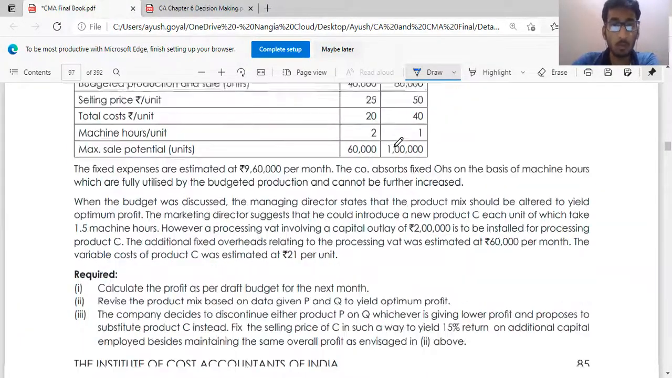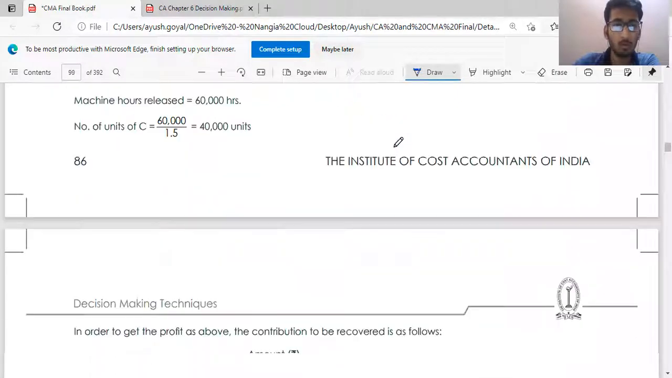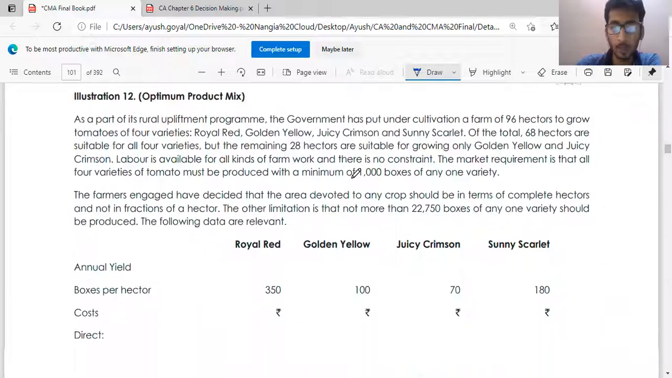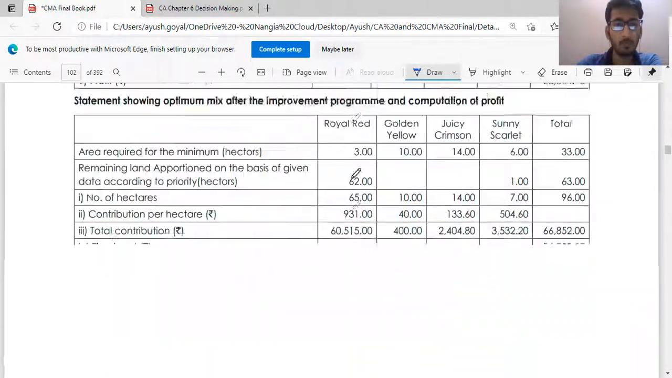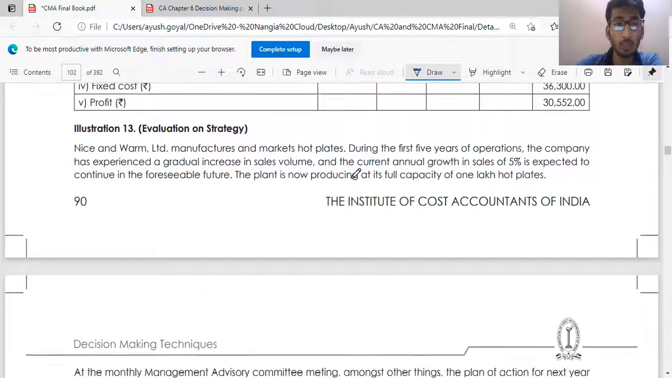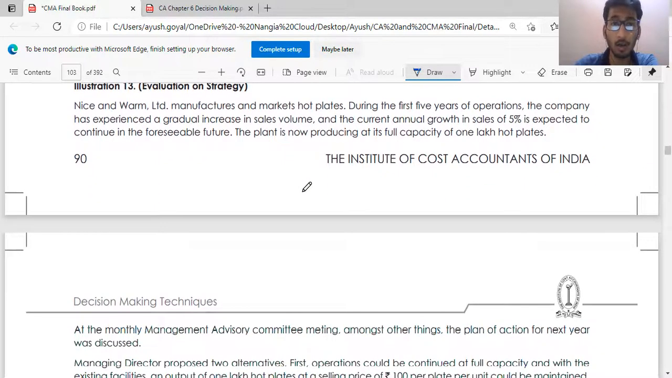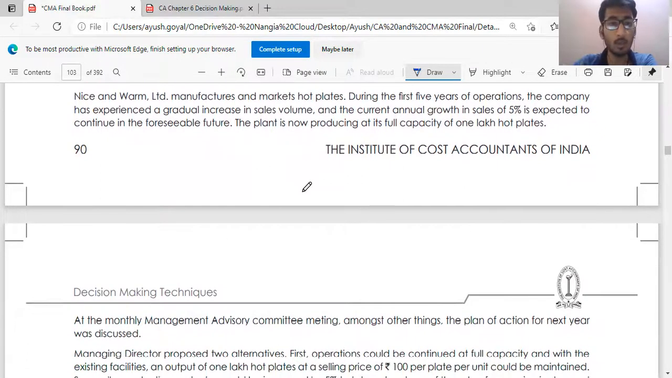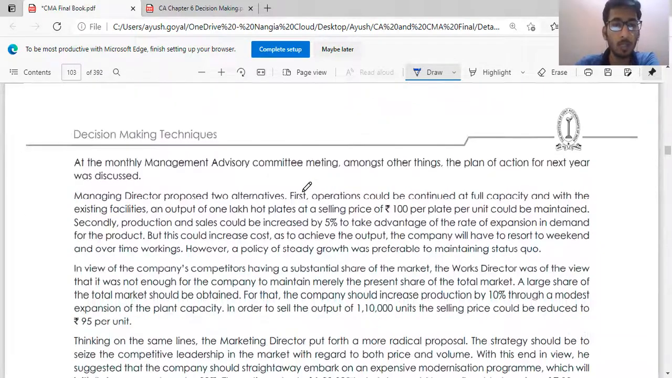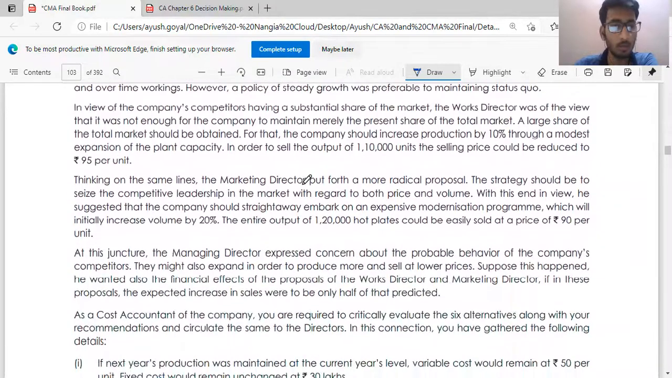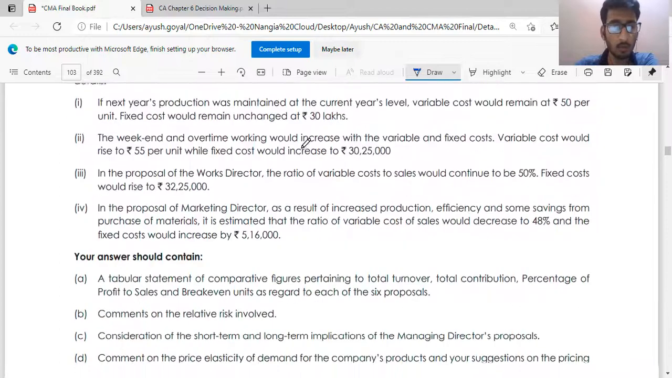Okay, so see, here is again one OPM question. Make and buy, we have already done. OPM again. Evaluation of strategy. Nice and Vyam Limited manufactures and markets hot plates. During the first 5 years of operation, the company has experienced a gradual increase in sale, and the current growth in sale is expected to continue at 5%. The plant is now producing at its full capacity of 1 lakh hot plates. Just a second. Let me read what the question is asking.